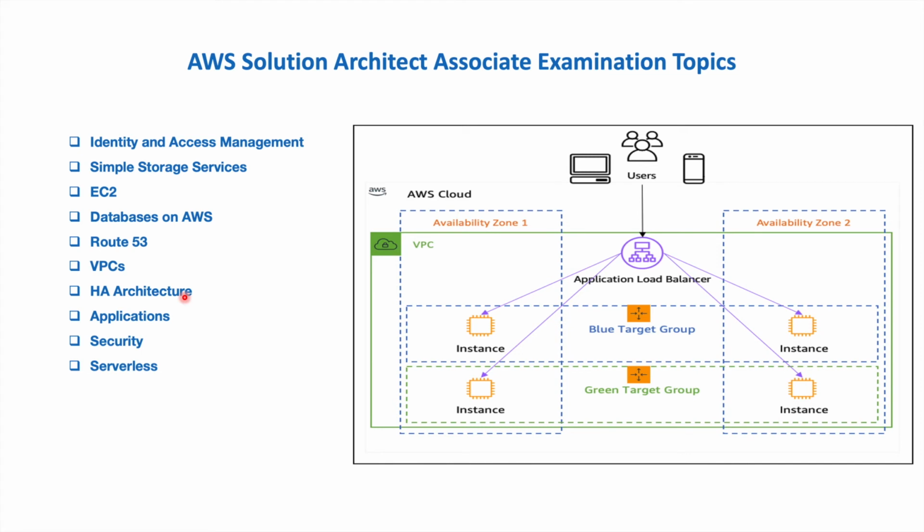Next is HA architecture. Here HA stands for highly available architecture. So we should know how to make our architecture highly available.